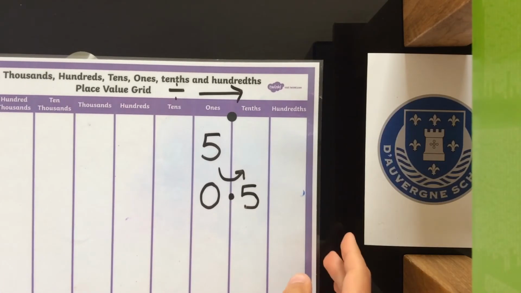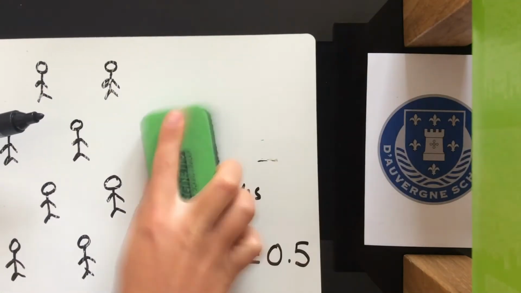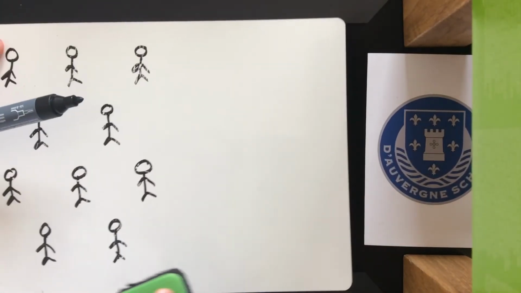What about if we had, I want you to have a go now. I'll keep my 10 children up there.